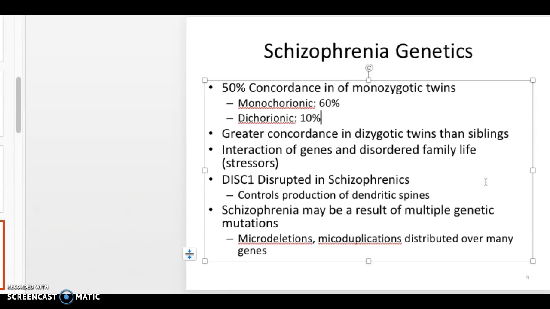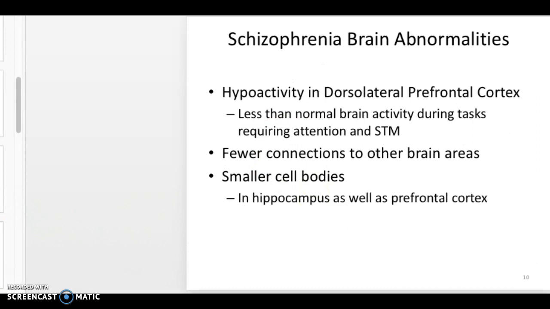If there's other types of things going on in the home, that can cause stress. Just general life stress can lead to symptoms later in life. Some of the genes that we know, we probably think it's a lot of different genes, multiple genetic mutations, and possibly microdeletions and microduplications over many, many different genes. But one of the genes that seems to be most correlated with schizophrenia is the DISC1 gene, which seems to control production of dendritic spines, which may help explain some of the brain abnormalities that we see.